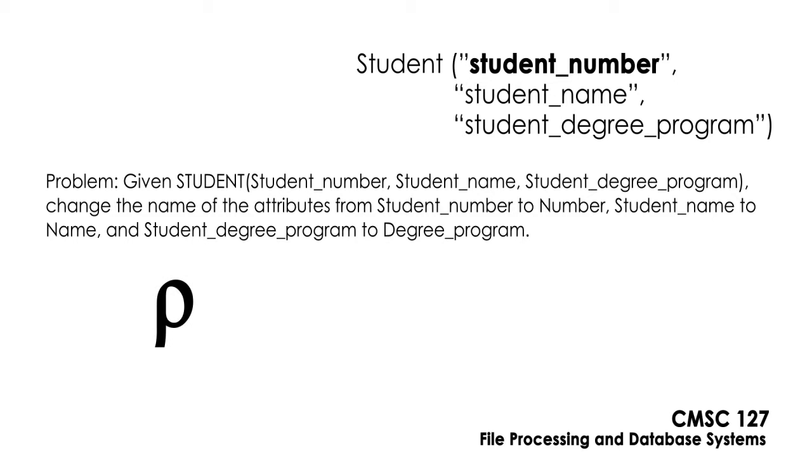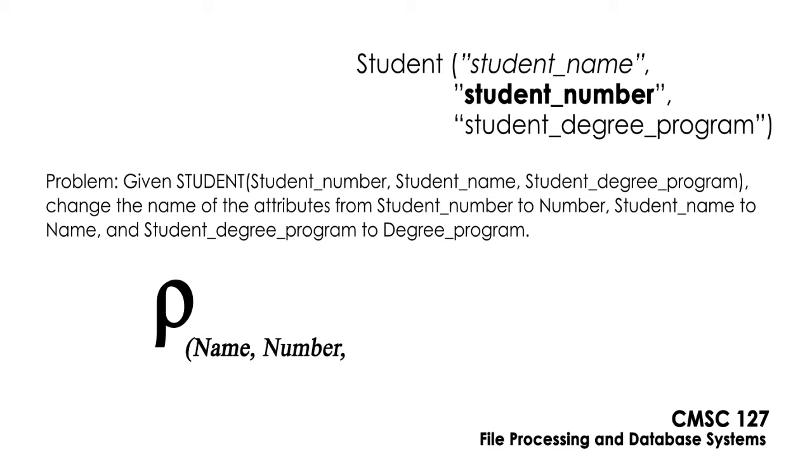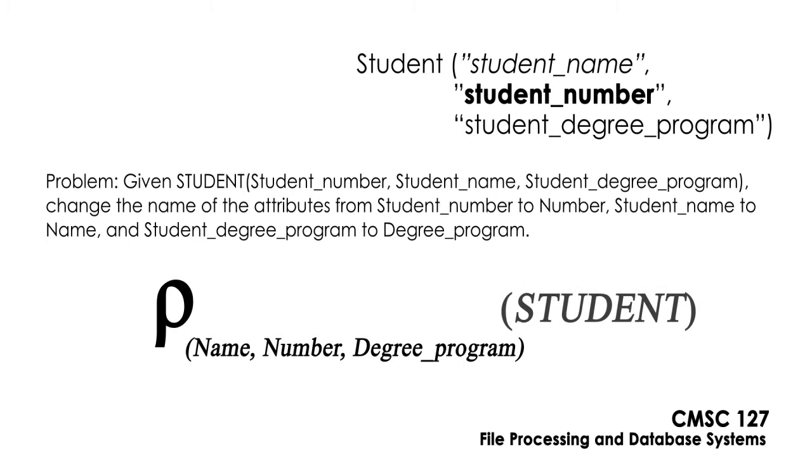rho, followed by name, if name is the first attribute of the student. So let's assume that name is the first attribute. Then followed by the student number. And then we have the degree program. So we have name, number, and degree program, followed by the name of the relation, which is student.